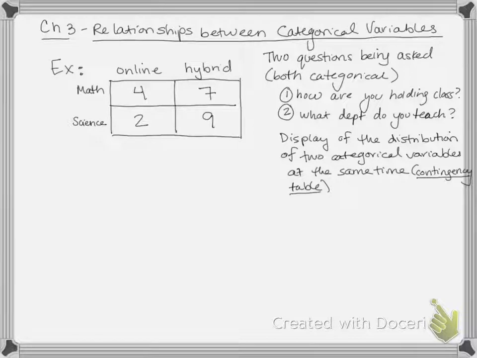Any table that we see from now on until the very end of the class, these tables exist all the way through the end of Unit 3. They're always going to have two categorical variables displayed at the same time, something on the rows and something in the columns. Within this table, for instance, the number 4 refers to the students who are taking math online. So each cell represents the answer to two questions at the same time.